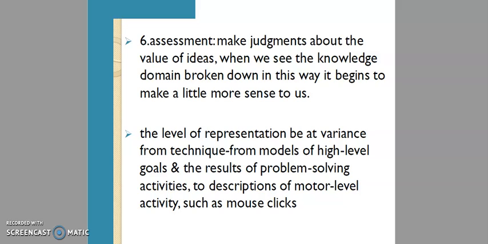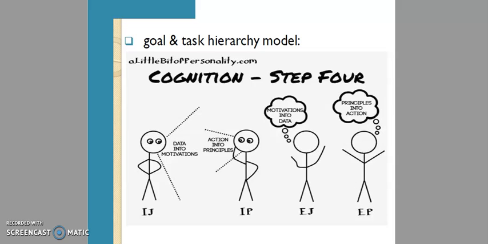The level of representation varies from models of high level goals and results of problem solving activities to description of motor level activities such as mouse clicks. Next model is the goals and task hierarchy model. Many models make use of mental processing in which the user achieves goals by solving sub-goals in a divide and conquer fashion.